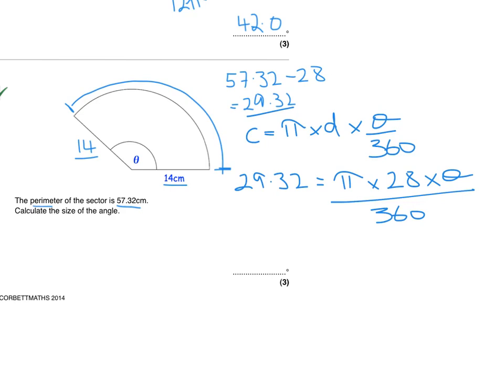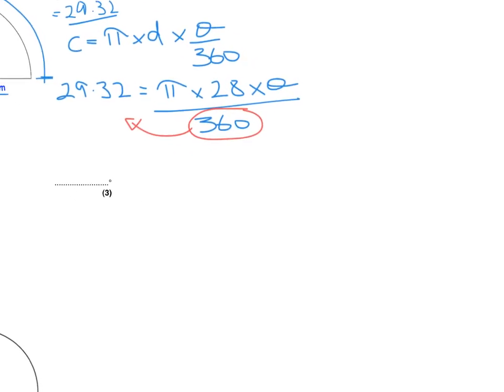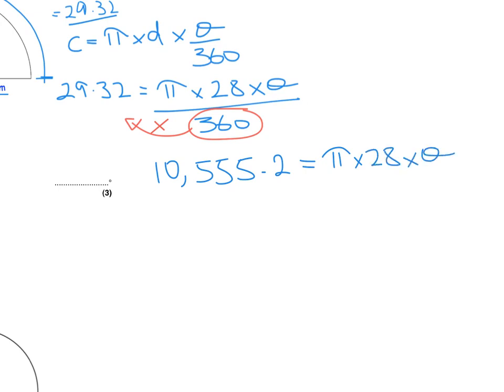The first thing I'm going to do is swap side, swap sign with the 360. That's going to multiply across. So 29.32 times 360 gives me an answer of 10,555.2 equals pi times 28 times theta.